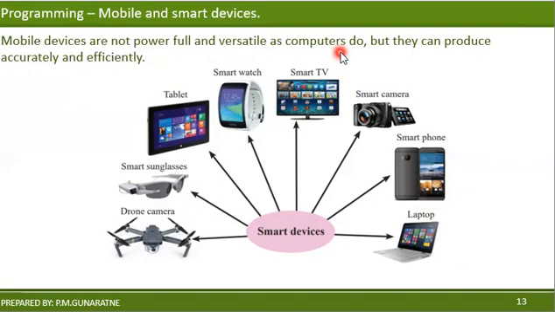Computers are very powerful. You know that from grade 6, grade 7, we have covered lessons about embedded systems and computers. So when it comes to computers, they are very versatile. That means they can do a lot more things than those mobile devices, right? But they can produce an output accurately and efficiently as a computer does, right?